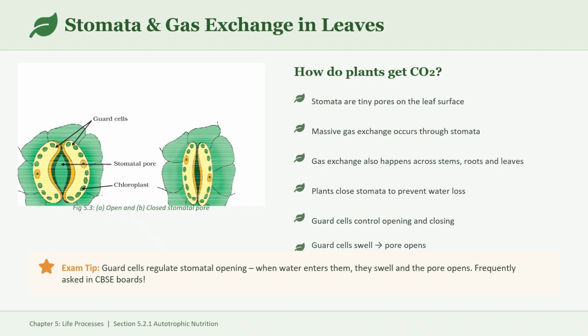These stomata are nothing but tiny pores on the leaf surface. Here, children, massive gas exchange is happening in the stomata. Whichever part it is, stem, roots, or leaves, wherever there is greenery and stomata, you can see the gaseous exchange. Plants close stomata to prevent water loss. If the stomatal opening is open, the carbon dioxide will enter. Two guard cells are present.